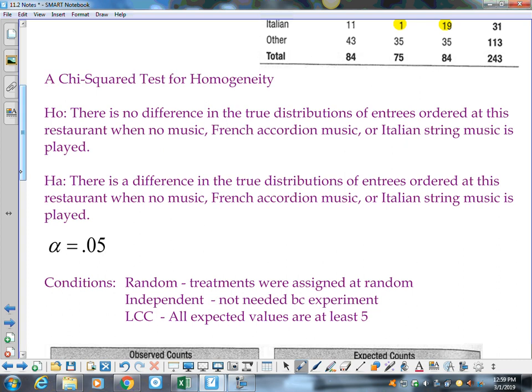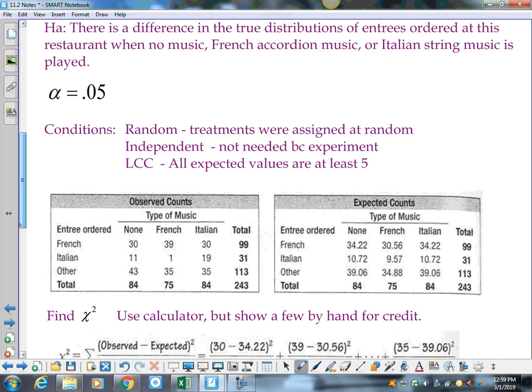Yes, because they came into the restaurant and we figured out which music we were going to play. We predetermined that. Why do I not need to worry about being independent? I didn't take a random sample. LCC, all expected values are at least 5. I can write that. I haven't figured that out yet. Here we go.